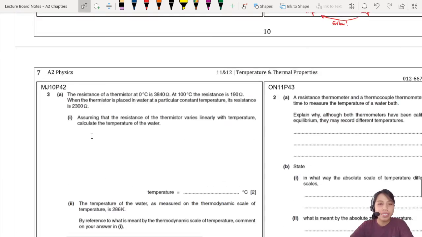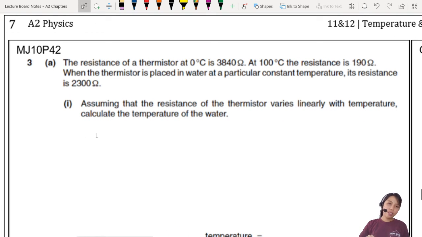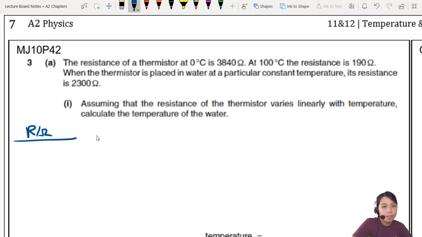2 more here. This one's kind of interesting. Page 7. The resistance of a thermistor, again thermistor, is 3840 at 0 degree. At 100 degree, the resistance is 190. When the thermistor is placed in water, its resistance is 2300. Assuming the resistance of the thermistor varies linearly with temperature, calculate the temperature of the water. Huh? How to measure? What is going on? If you're not sure, just list out a table. So you have resistance on one hand. And what do you have? Temperature of the water, right?